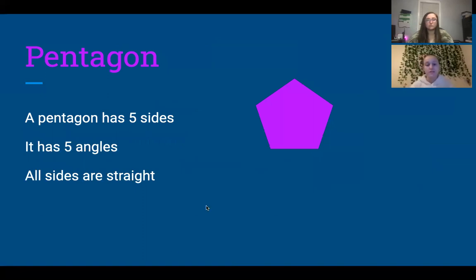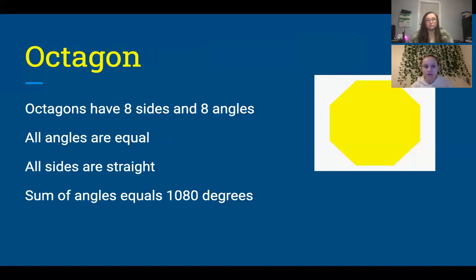Okay, our next shape is a pentagon. The pentagon has 5 sides and 5 angles, and all sides are straight. Nothing is curved on this shape. You can look right here to the side. There's an example for you to look at.